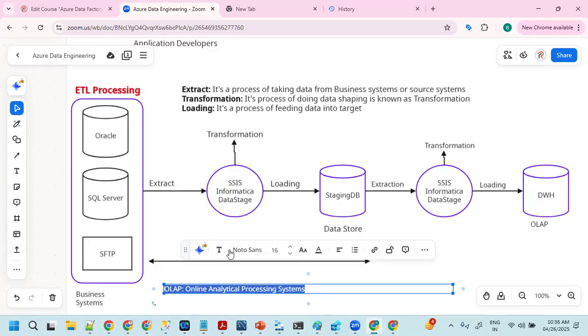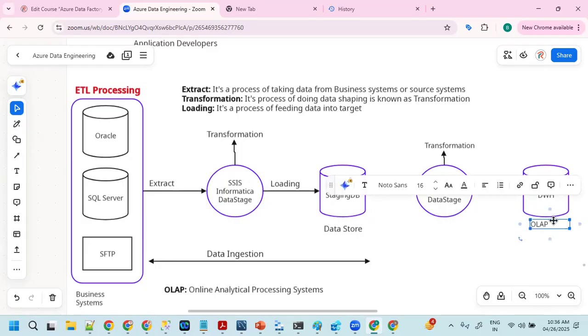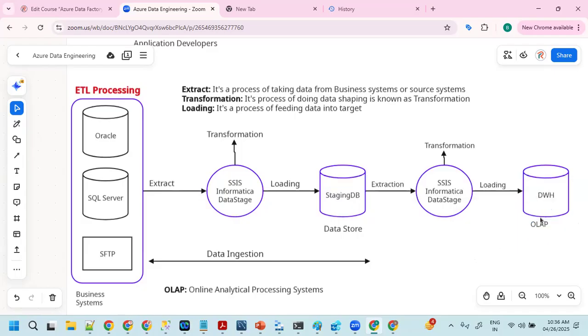So these systems are specifically designed for analyzing the business. If you want to analyze the business, then you need to have historical data. Historical data is going to be there in the data warehouse only. In the OLAP systems only, you're going to have historical data.